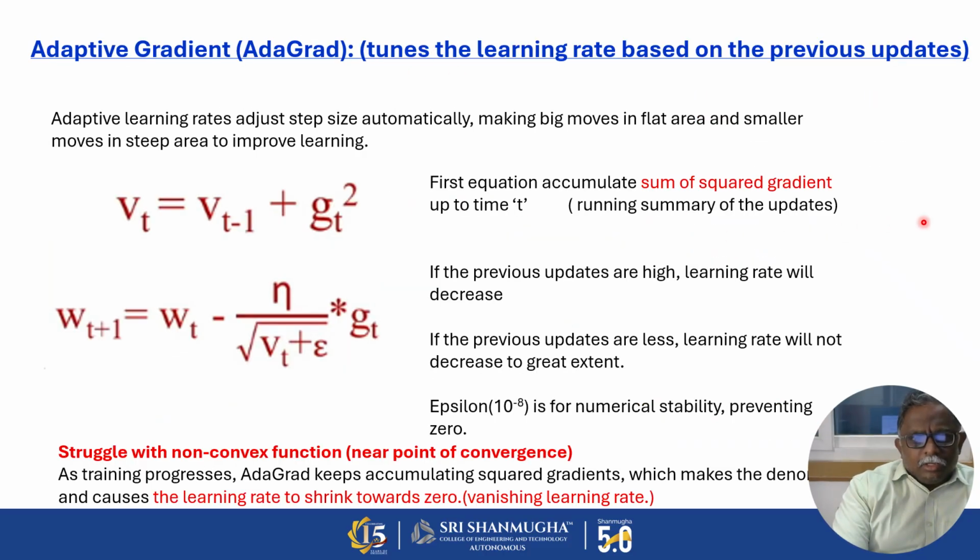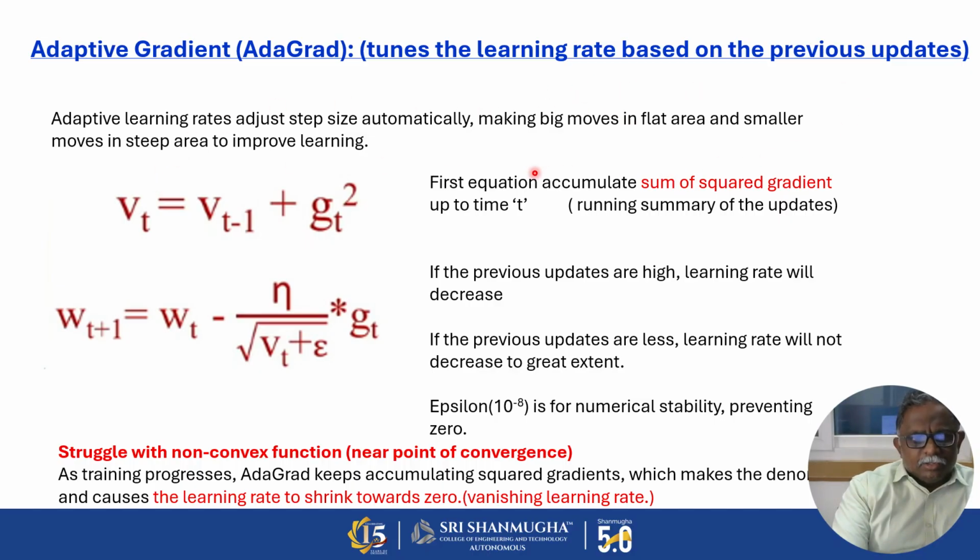And adaptive learning rate, what is happening? It tries to update the learning rate based on the previous updates. In the momentum one, we look at the previous one. Similarly, here we update the learning rate based on the previous updates.